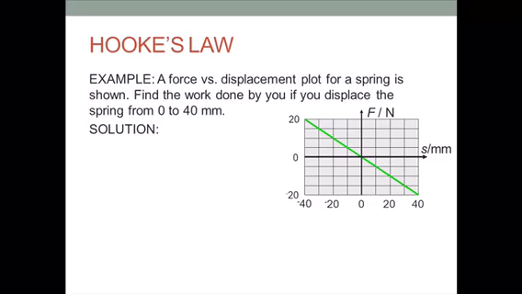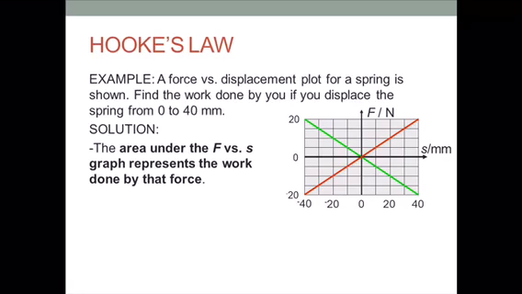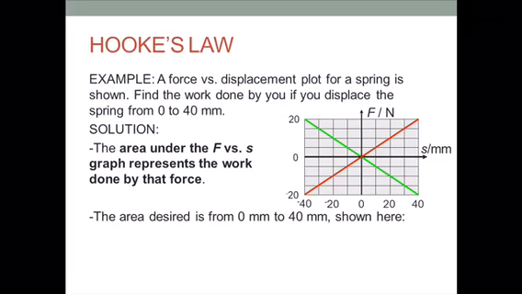However, in this situation, we need to find the work that's done by you, or by the person who's displacing the spring, meaning that this force will be the same magnitude but in the opposite direction. The force will not be negative, it will be positive, as denoted by the red line on the plot. The area under the force versus displacement graph represents the work done by that force, because work equals force times displacement. The area that we need to find is from 0 millimeters to 40 millimeters.